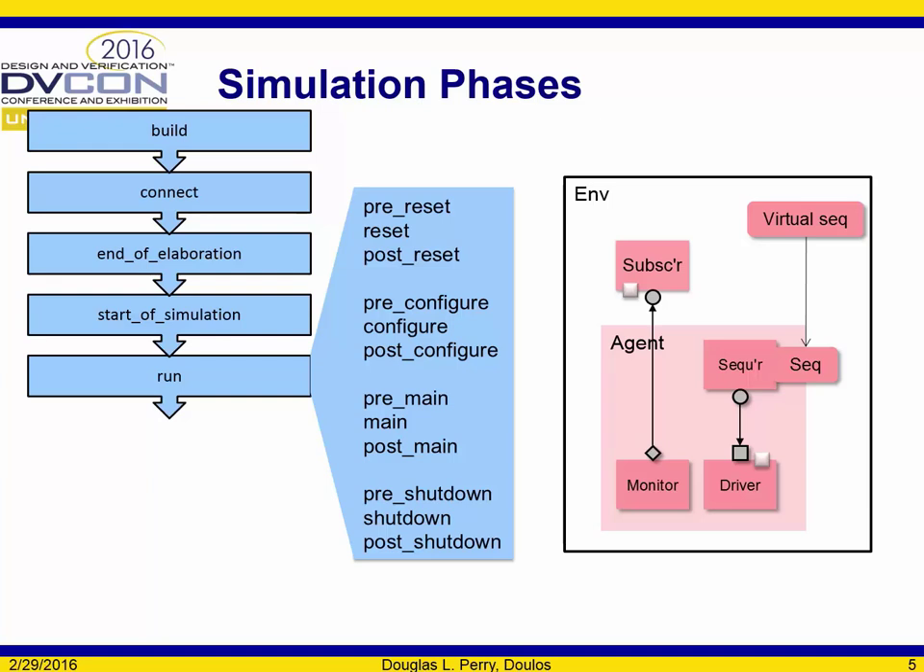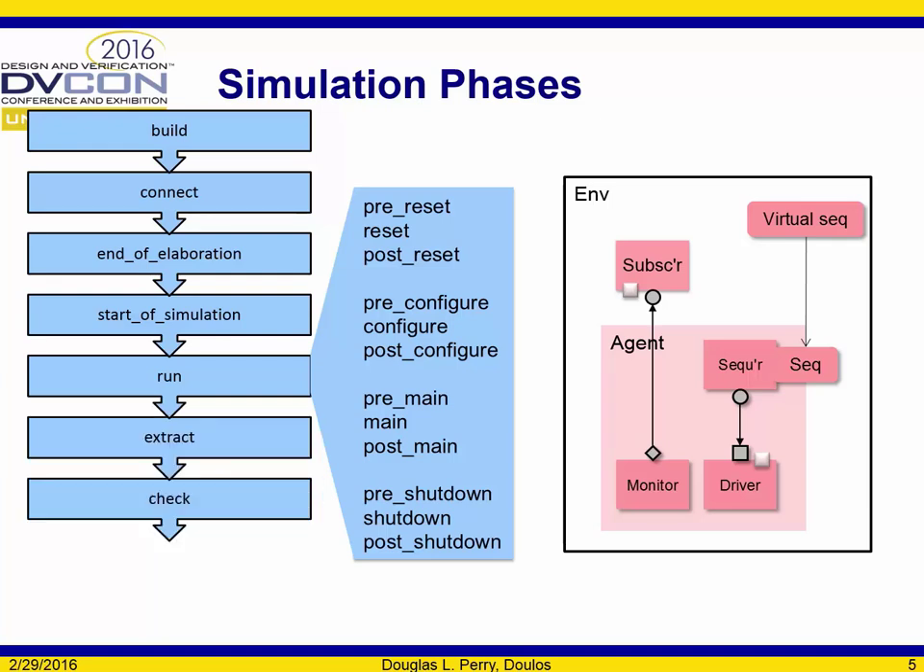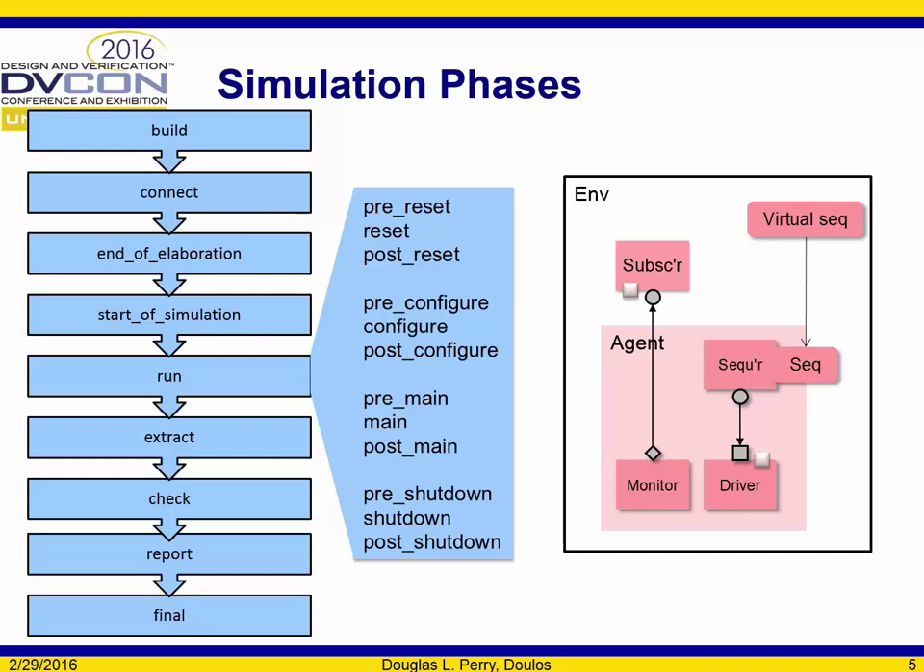Then after that, of course, there's another set of timing points where you can extract things from scoreboards, or maybe check that all your transactions got through. Or there are a number of other kinds of phases that allow you to just make sure that everything is okay. That's how UVM works. You build things with the factory, and you time when you do these things.